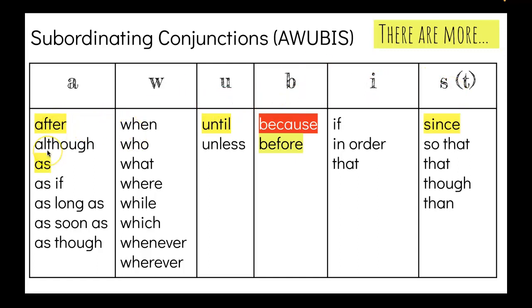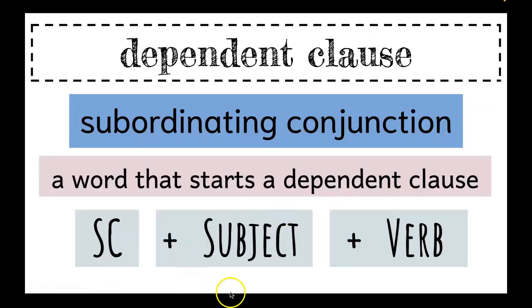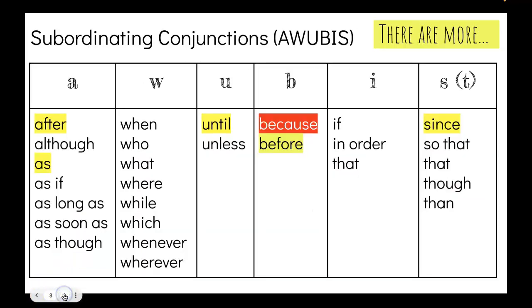So these 5 are highlighted, after, as, until, before, and since, because they can also be prepositions. And that's why this formula is really important. If it's got a subject and a verb after it, it's a subordinating conjunction. But if it has just a noun after it, you're going to notice it's not a subordinating conjunction anymore. It's a preposition. I could just say after school. And after school is a prepositional phrase. If I said after school ended, now I put a verb with it. Now it's a subordinating conjunction.